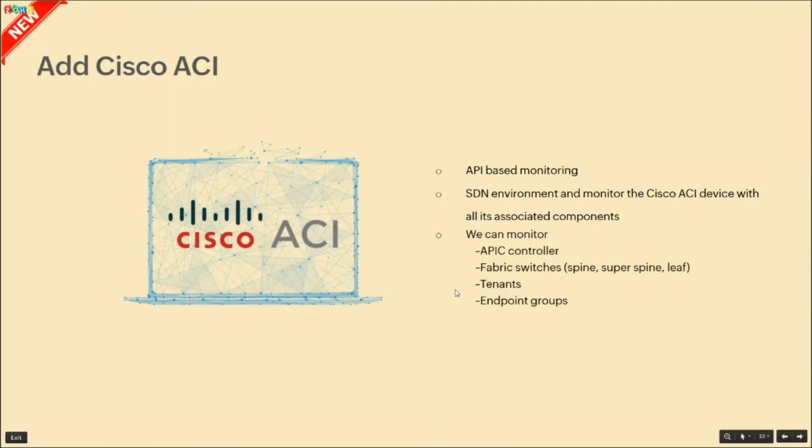And likewise, we can monitor the APIC controller, the fabric switches such as spine or super spine or leaf devices, the tenants or the end point groups, based on each and every device and its components in your Cisco ACI device. You can monitor that using OpManager.